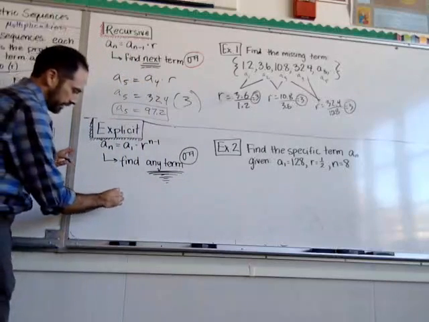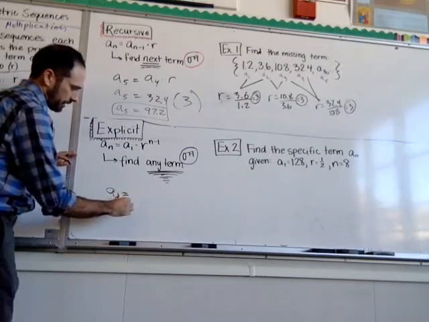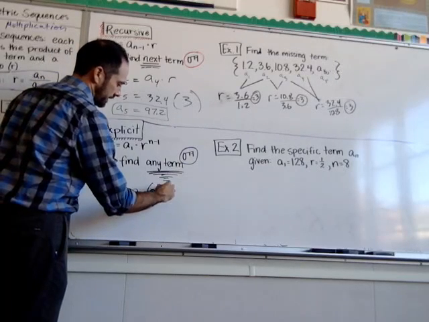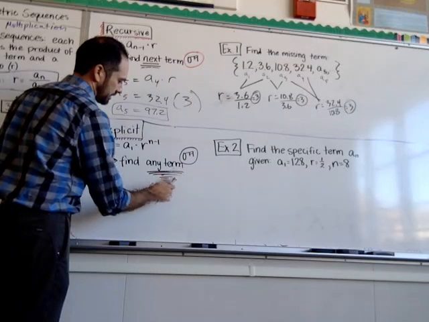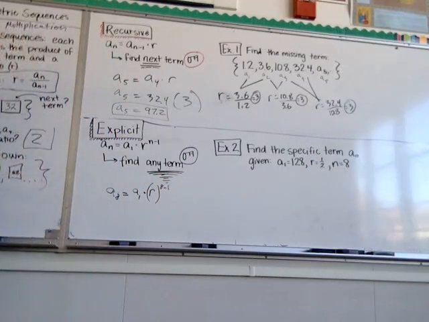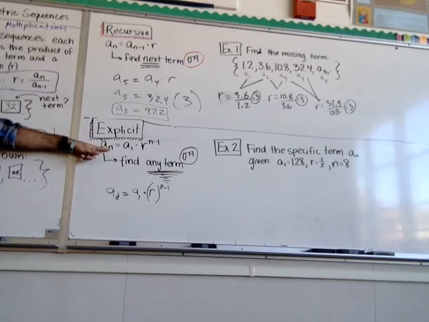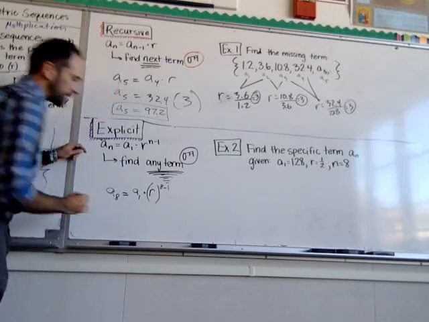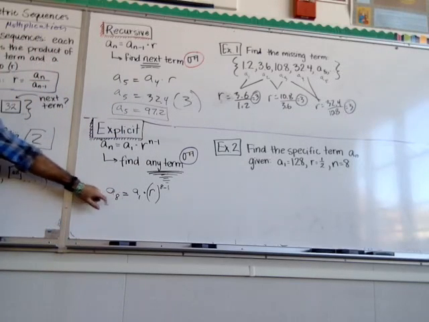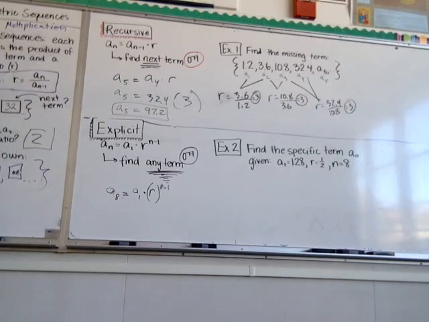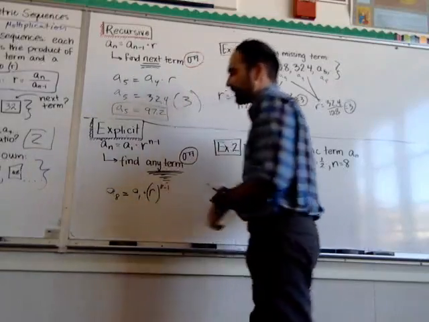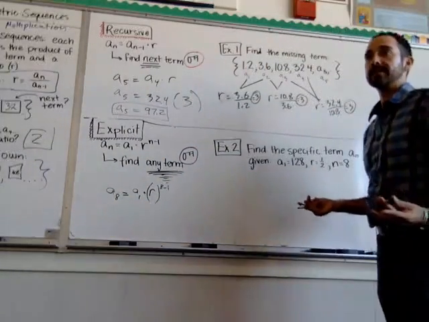I'm going to go with a sub 8, which is what I'm looking for. We have to know what a sub 1 is. Multiply it by r to the 8 minus 1. You see how I set that up? I know I'm looking for the nth, the 8th term. n is 8. Kind of looks like an infinity that is almost an 8. So the 8th term is going to be the first term times our ratio raised to the power of 8 minus 1.